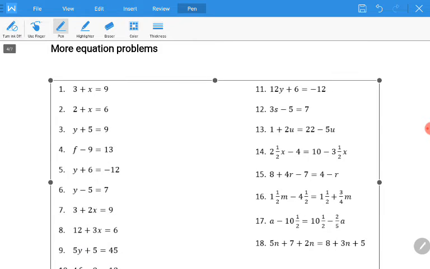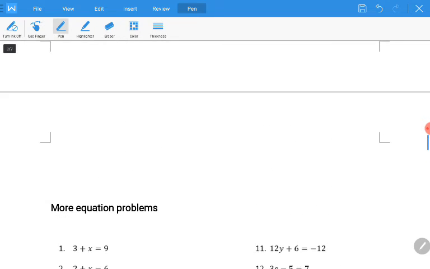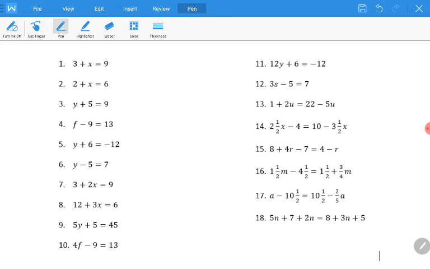So let's look at how to solve these equations now in a step-by-step manner. Let's look at question number 1. Question number 1 is a very easy one. It's saying 3 plus x is equal to 9. We want to know the value of x.